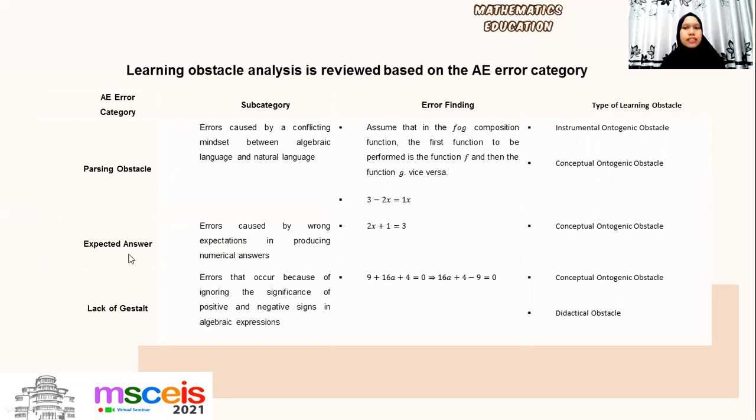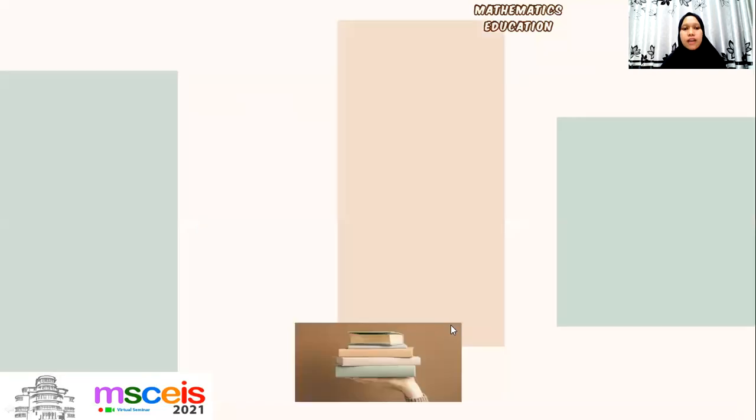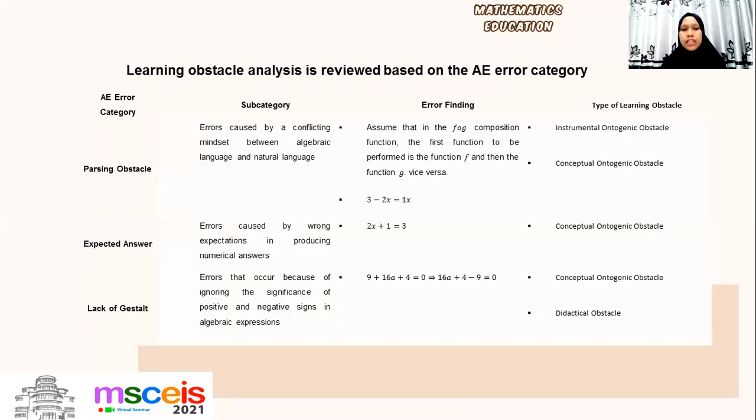And the second is expected answer. The subcategory is errors caused by wrong expectation in producing a numerical answer. The type of learning obstacle is conceptual ontogenic obstacle. And the third is lack of gestalt. Errors that occur because of ignoring the significance of positive and negative signs in algebraic expressions. And the type of learning obstacle is conceptual ontogenic obstacle and didactical obstacle.